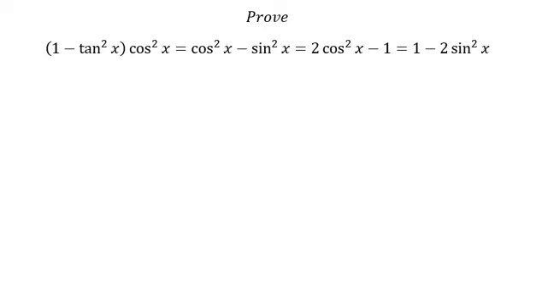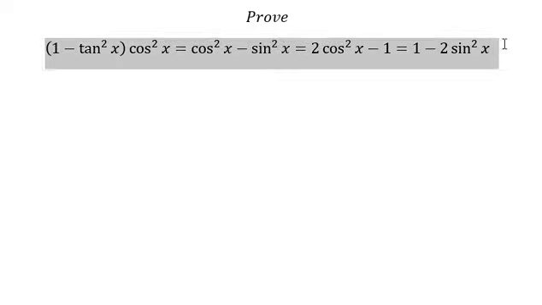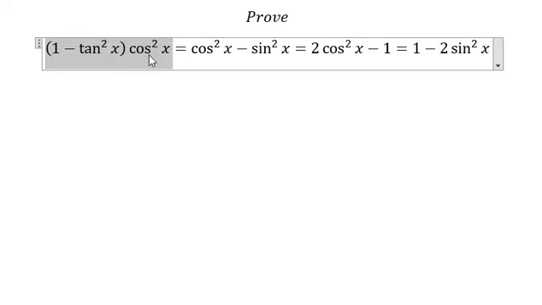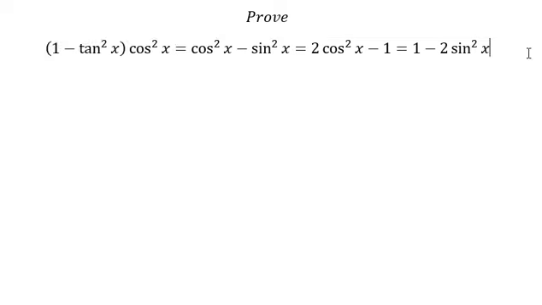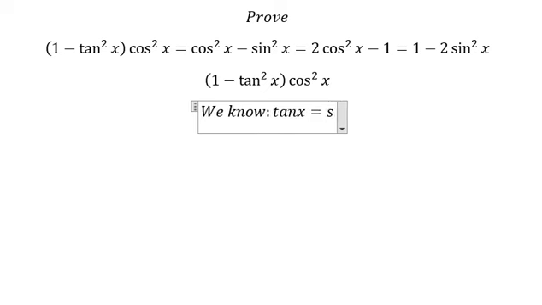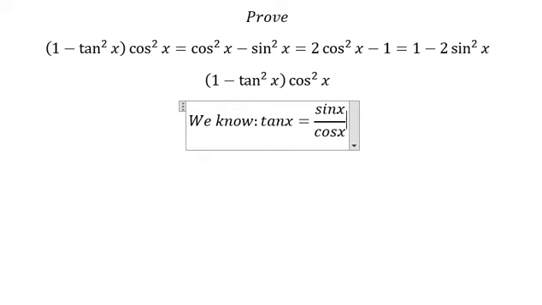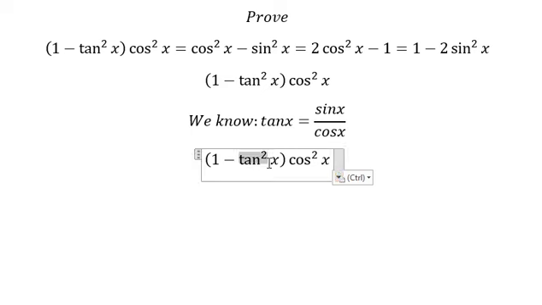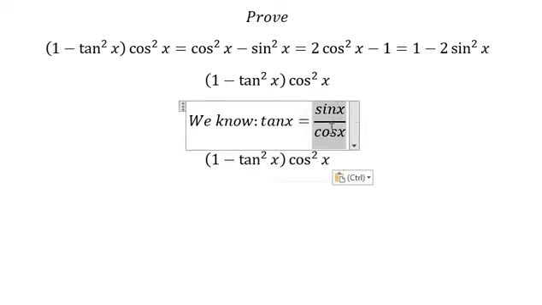So today I will show you how to prove about this one. So for the first one, we know that tan x is sin x over cosine x. Now we need to transform this one into this one.